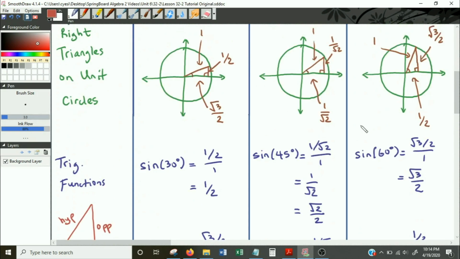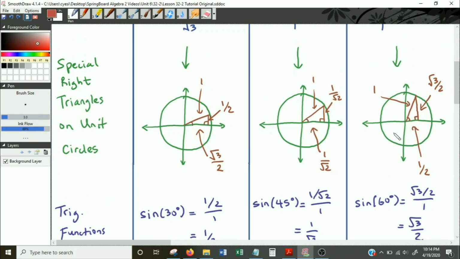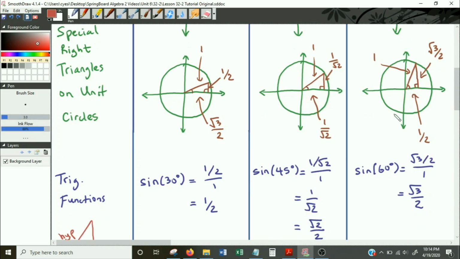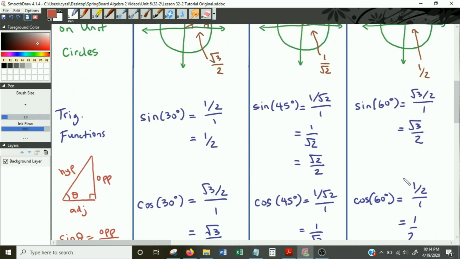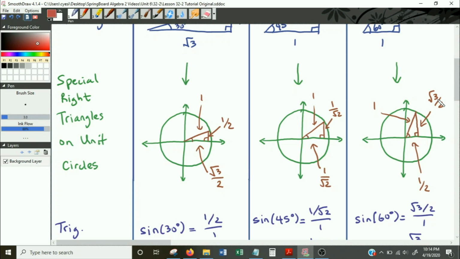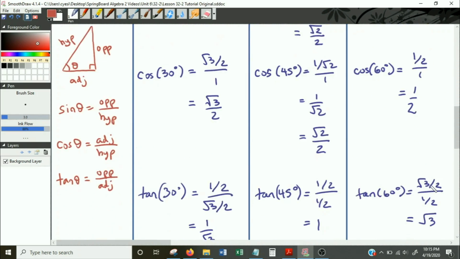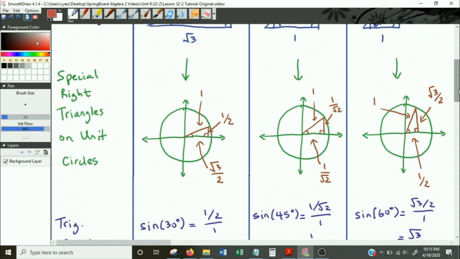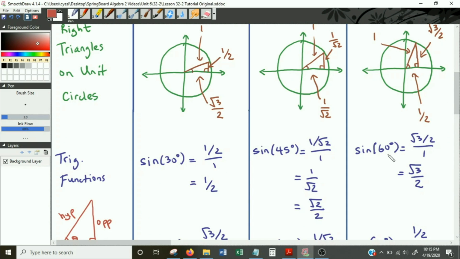Now let's go over to the 60, 30, 90 triangle. Sine of 60 is root 3 over 2 divided by 1, which is root 3 over 2. Cosine of 60 is 1/2 divided by 1, which is 1/2. And lastly, tangent of 60 is root 3 over 2 divided by half, which is root 3. So you can see why we make the radius 1, because it makes doing the divisions really easy. That's why it's on the unit circle.